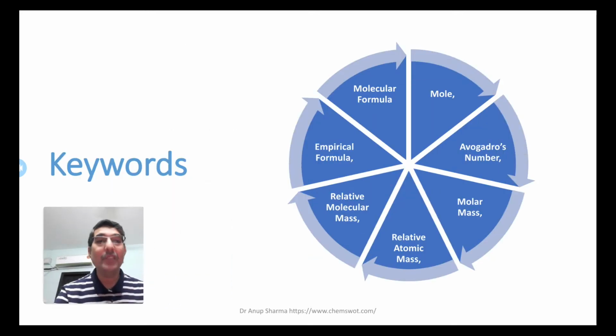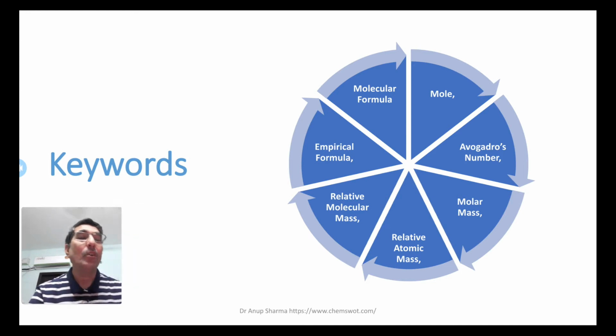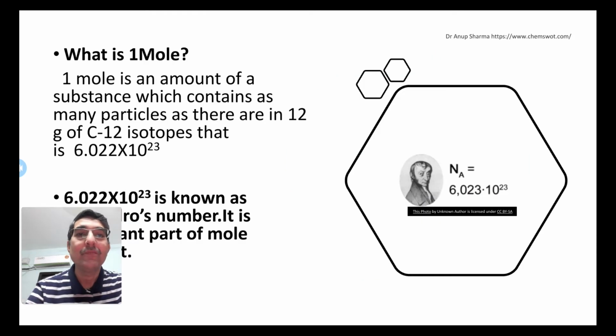So the major keywords during this subtopic of this unit are molecular formula, mole, Avogadro's number, molar mass, relative atomic mass, relative molecular mass, empirical formula. So you must be aware of all these terms or keywords. It will help you to understand and to apply this in a larger perspective after this subtopic as well.